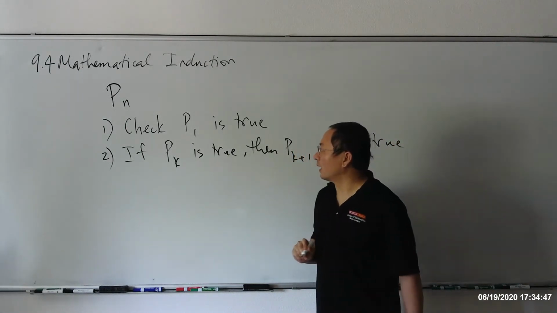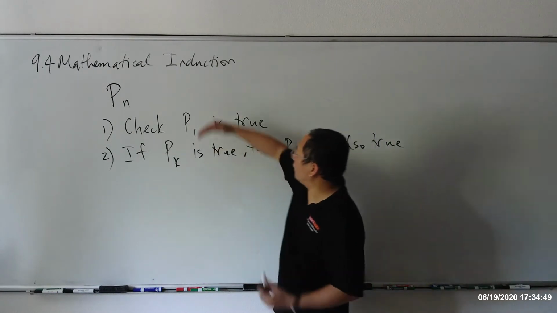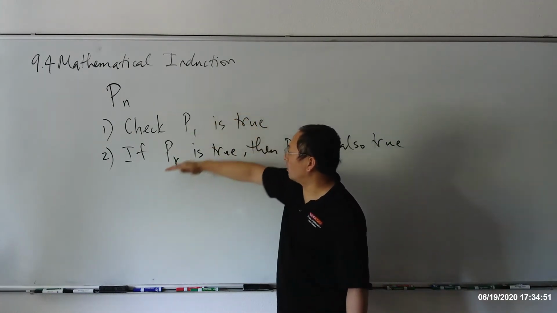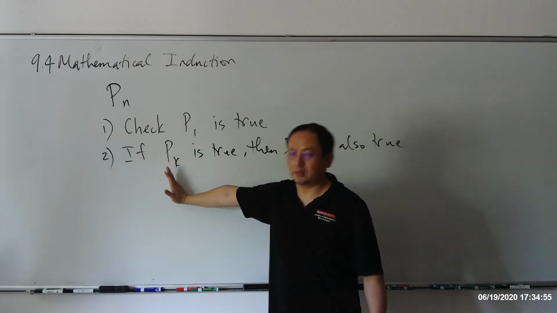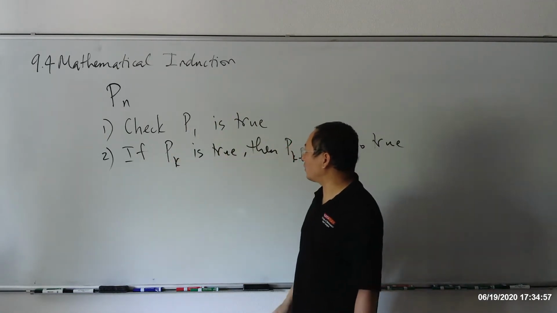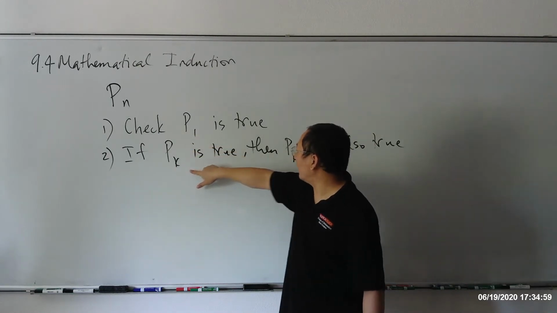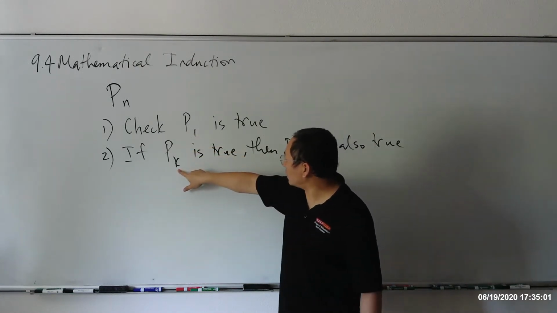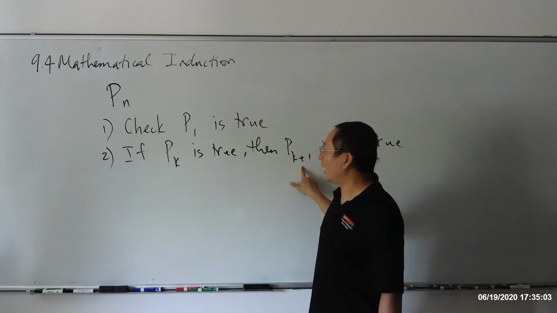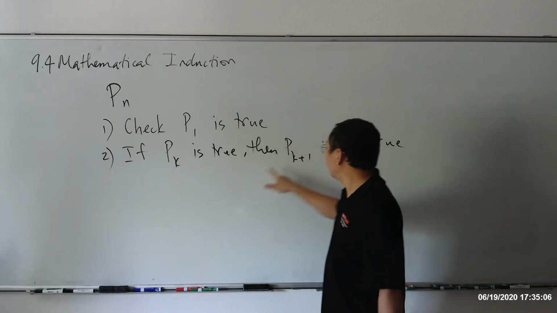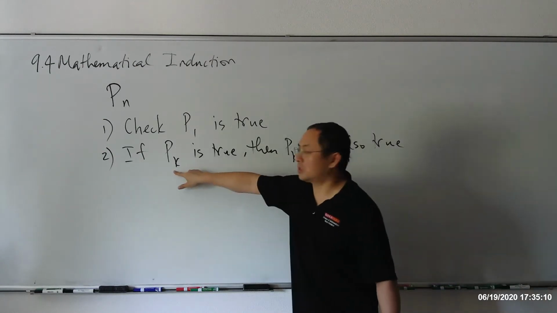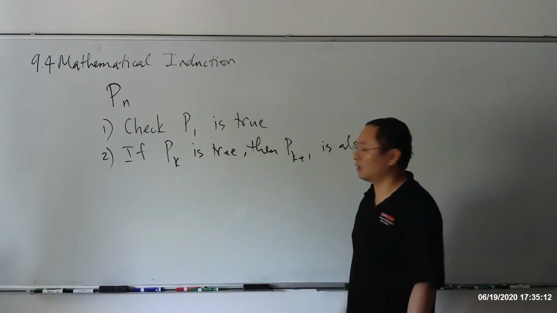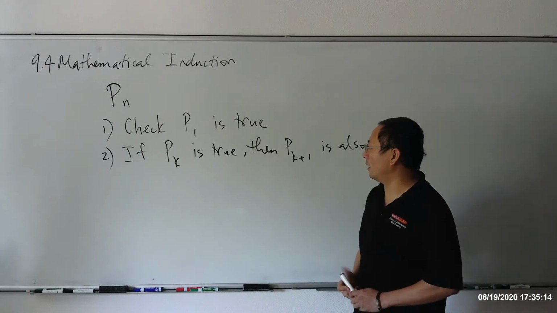And what does it say? You've got the first statement, P1 is true, right? The second statement says what? If the present step is true, then the next value will be true as well. So P1 is true, and the second statement means P2 is also true. And now P2 is true, and according to the second statement, P3 is true. P3 is true, and P4 is true. Therefore, it's true for all natural numbers.